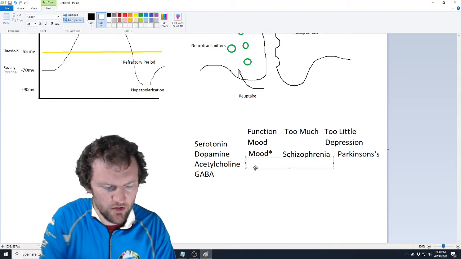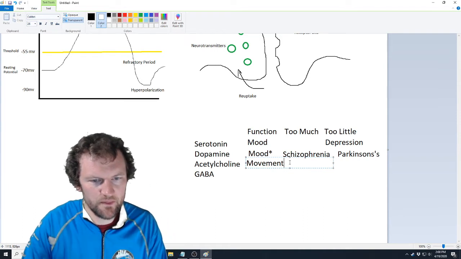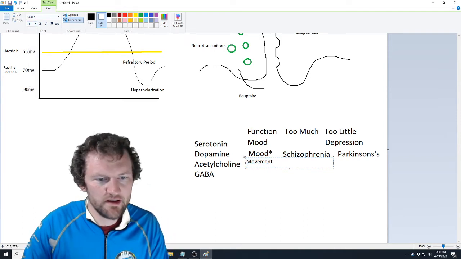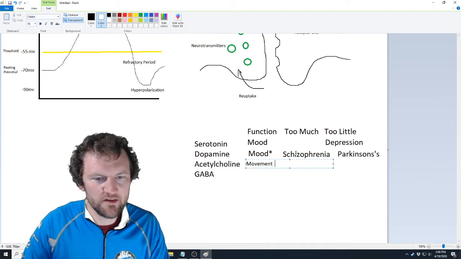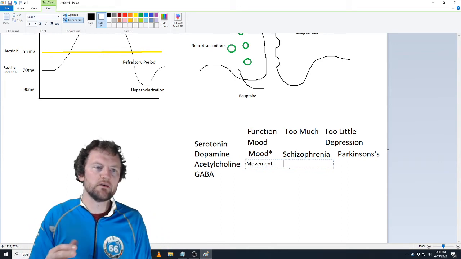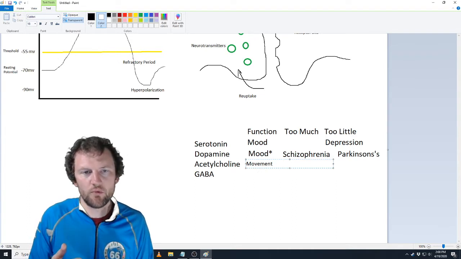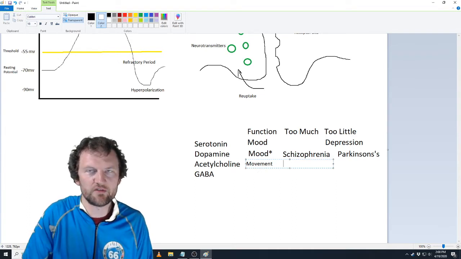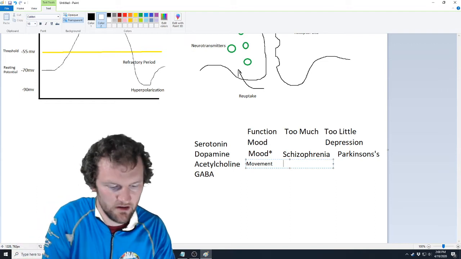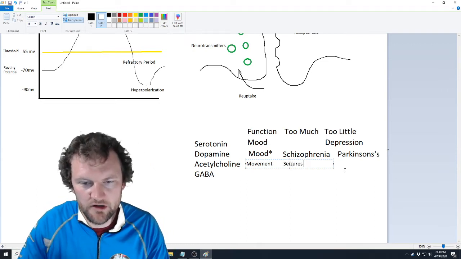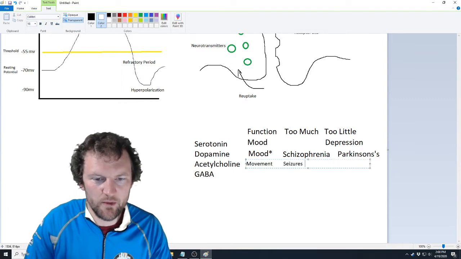The function of acetylcholine is movement. So acetylcholine is movement, and so then having too much, either too many acetylcholine neurotransmitters or too much acetylcholine receptor sites or too much communication using acetylcholine would cause seizures, which is basically moving too much, and then too little would cause paralysis.